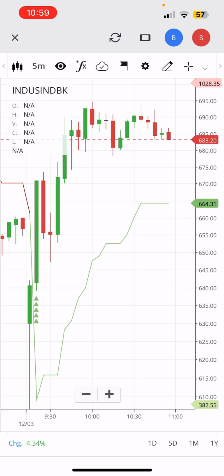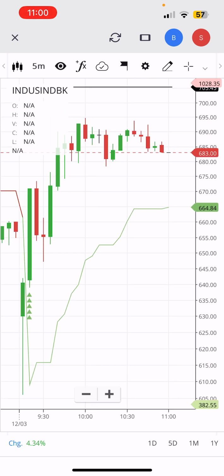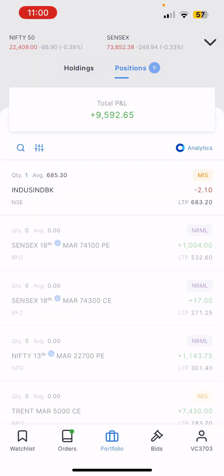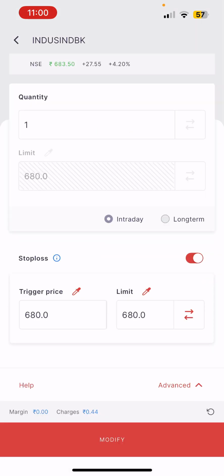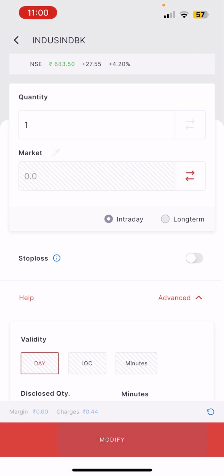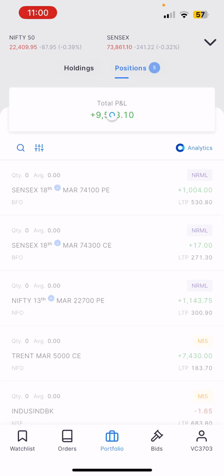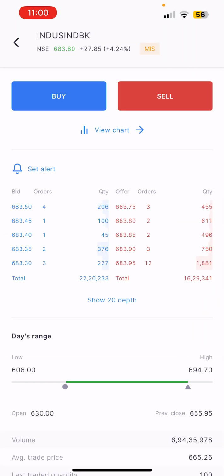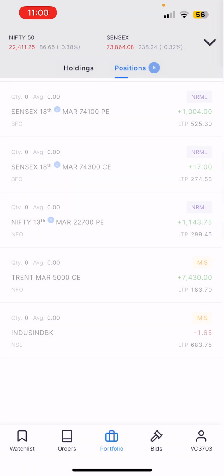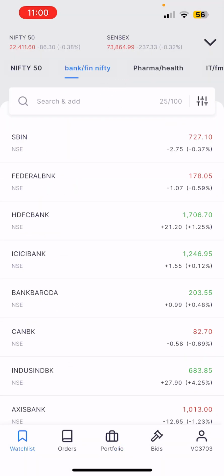So you need to take an entry in the morning. If you would have taken entry at 640, you would have made around 40 rupees profit in this IndusInd Bank. So let me close this trade. I don't want to waste time on this, so I'll modify it, close it, market exit. Okay, so I lost around 1 rupee 65 paisa, because this was an intraday stock. So this is how you need to practice. Even in a stock also, super trend works 100%.